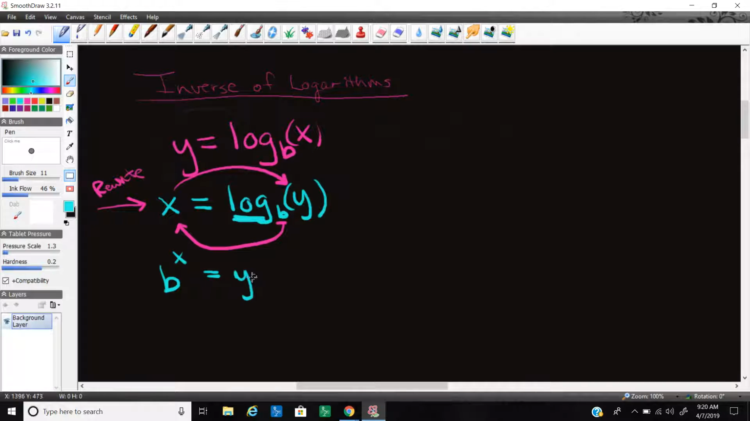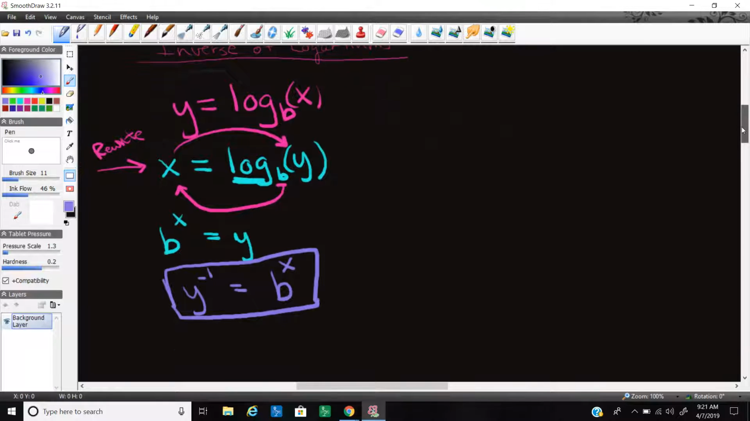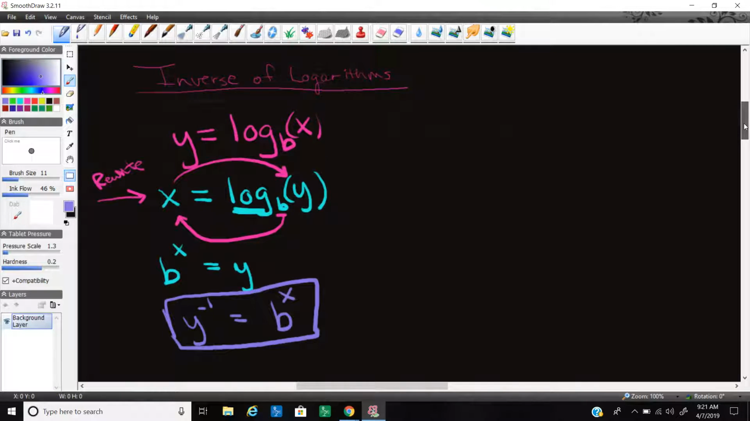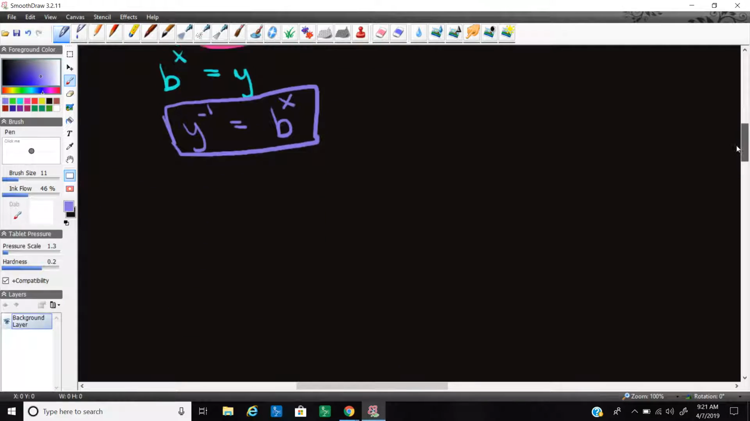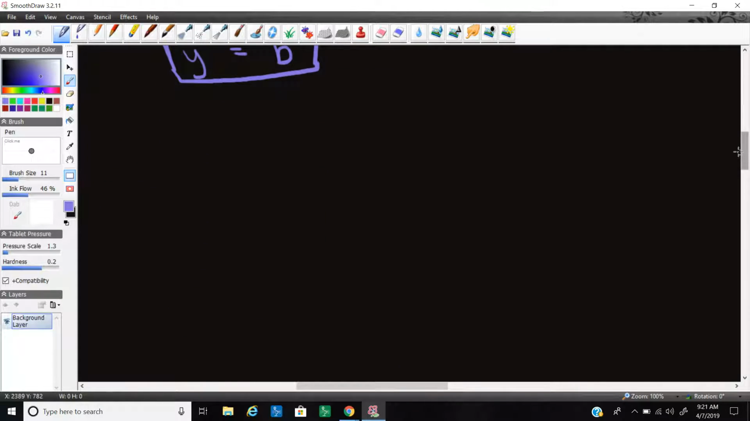Okay, so as you can see right here, the y is already by itself. We're just going to rename it, that way we don't have the same name. So it would be y inverse. Remember, that little -1 means the inverse. The inverse of y is equal to b to the power of x. And that's it. That's the inverse of our general logarithmic function. We'll talk about the graphs in a different video. Let's go ahead and do a more complicated problem, just a little bit more by applying some numbers.